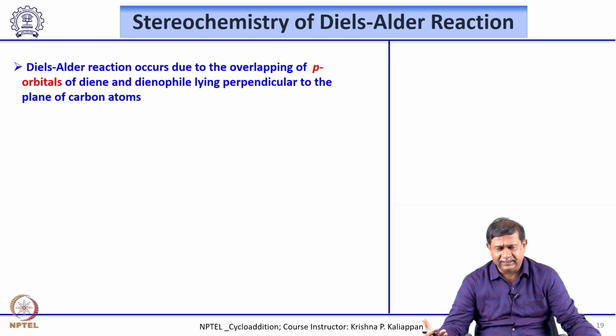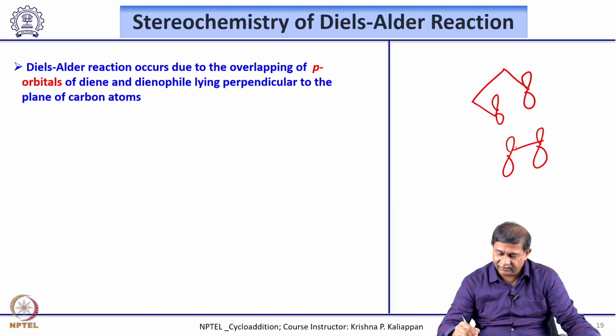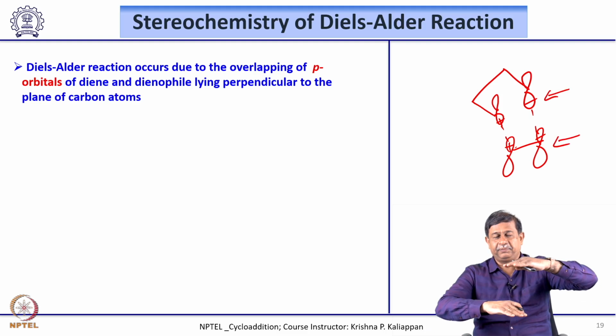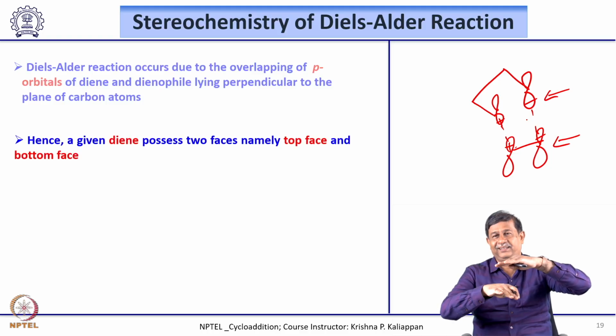How does this happen? Mechanistically, the Diels-Alder reaction takes place between the diene and dienophile by the overlap of p orbitals of the diene and dienophile, and they lie perpendicular to the plane of the carbon atoms. So this is one over another, if this is the diene and this is the dienophile.